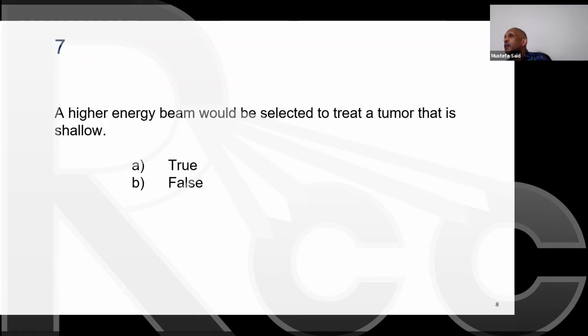Number 7, a higher energy beam would be selected to treat a tumor that is shallow. Yeah, the answer is false. You got 86% answering false. That's great. And sometimes shallow could be a soft word. Shallow means superficial, so close to the surface of the skin. Maybe the wording is the problem sometimes. So yeah, it's 86%. The answer is false. Thank you all.